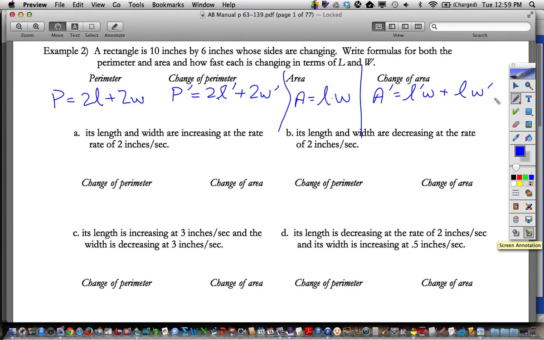Okay? Now, some of this we've already identified, right? So the change in perimeter we already know is this equation right here. So that's going to come down to there. So how fast is the perimeter changing? Well, so we would come in here and in place of the L prime we would put what?